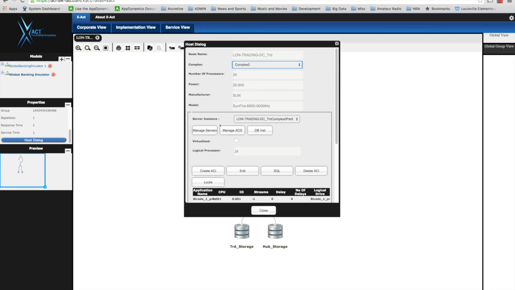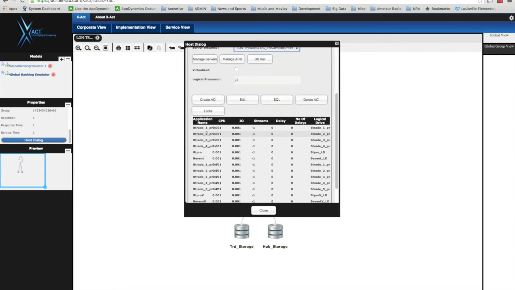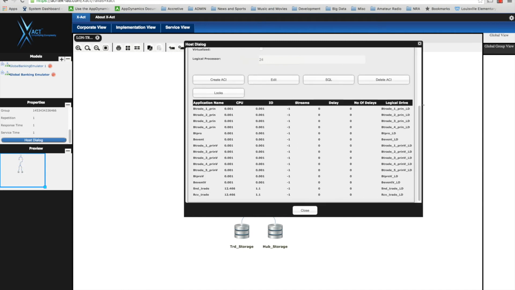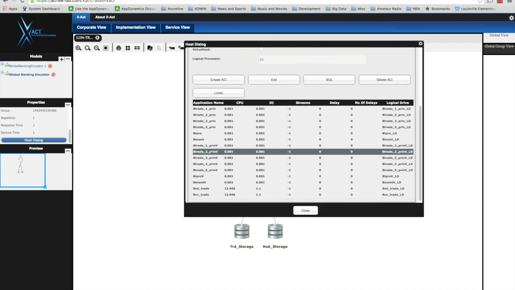On that machine, we have a server instance and only one server instance. We have no zones, so it's not virtualized. We have the components that are running on that machine listed here. We see these. We saw some of them earlier. I think we saw this particular one we looked at earlier.